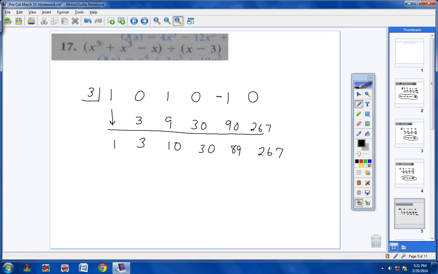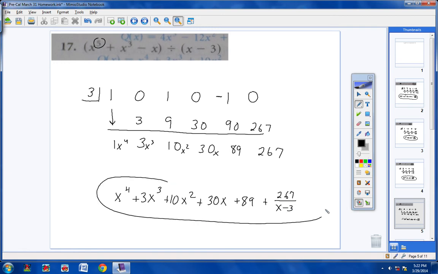Okay, now the highest degree in your dividend was a 5. So your 1 here would get an x to the 4th. Your 3 would get an x cubed. Your 10 would get an x squared. Your 30 would get an x. And 89 would be your constant term. So your answer is x to the 4th plus 3x cubed plus 10x squared plus 30x plus 89 plus 267 over x minus 3. Okay? So there's your answer. Boy, that is so much faster than long division. Is it not? That's so much faster and so helpful.